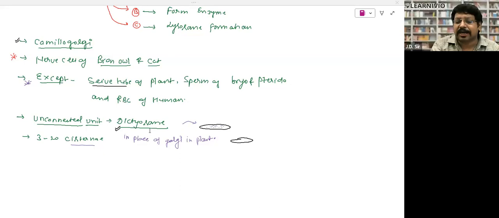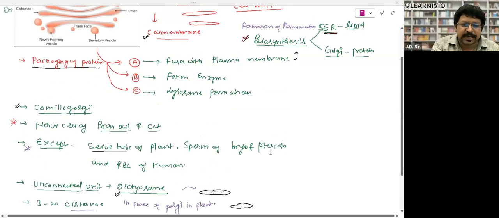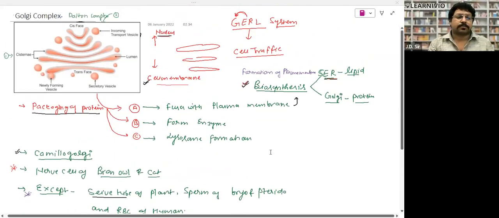If I say that Golgi complex is not found in the plant, this is a completely wrong statement. The correct statement is that Golgi complex is found in the plant. They are called dictyosome over there. They are not well organized. They are organized in the form of unconnected units of cisternae. 3 to 20 cisternae are found per Golgi complex. Is that clear? Golgi complex clear?